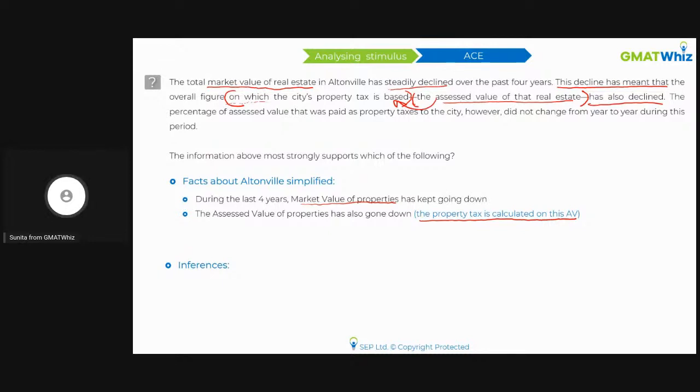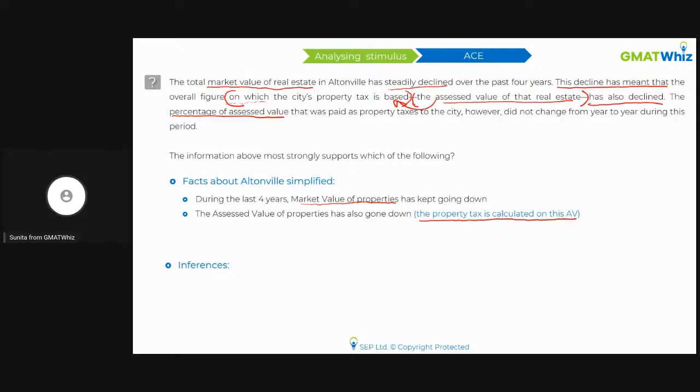So far I have some facts about Altonville. The market value of real estate in Altonville has been going down for the last 4 years. The assessed value of properties, which is probably different from this market value, has also gone down. Even if I don't know what assessed value is, don't worry. And I'm also given that the property tax is calculated on this assessed value. Now I'm talking about a percentage of assessed value. So X percent of the assessed value was paid as property tax to the city.